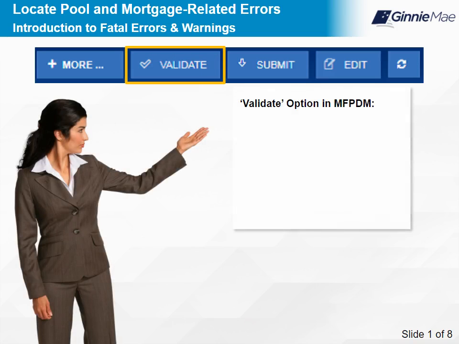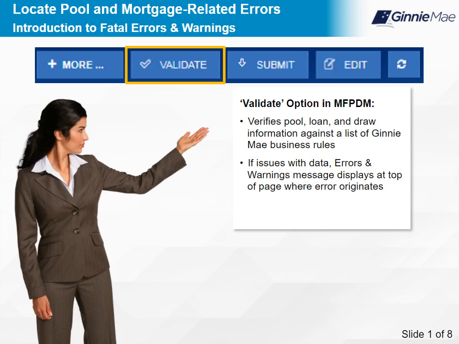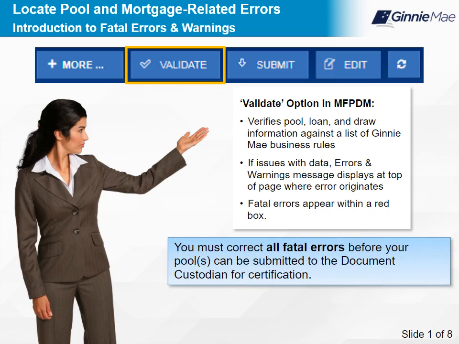When you select the Validate option on the pool header in Mfpdm, you will verify pool, loan, and draw information against a list of Ginnie Mae business rules. If you have issues with the data, Mfpdm will display an Errors and Warnings message at the top of the page where the error originates. As you will see, fatal errors appear within a red box. It is important to note that all fatal errors must be corrected before a pool can be submitted to the document custodian for certification. Select Next to continue.